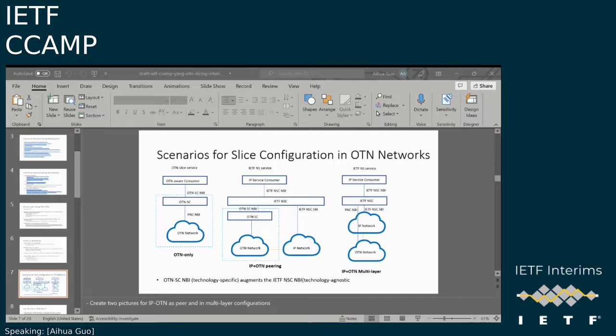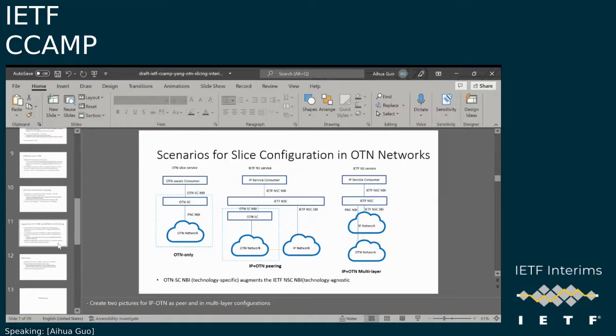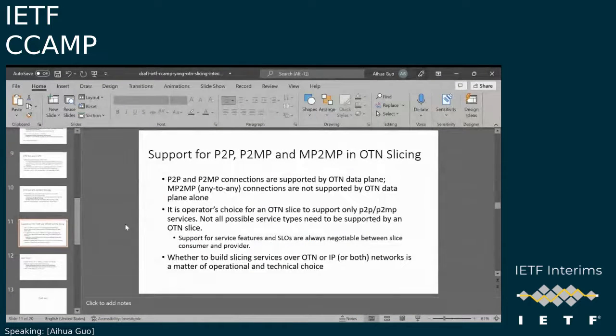And the second question, I think, is about whether it's necessary to support P2P or P2MP and MP2MP kinds of services. And actually, we have a slide on the next page. Let me try to bring this up. Right. So what we understand is that currently for OTN, point-to-point and point-to-multipoint connections are supported by the OTN data plane.